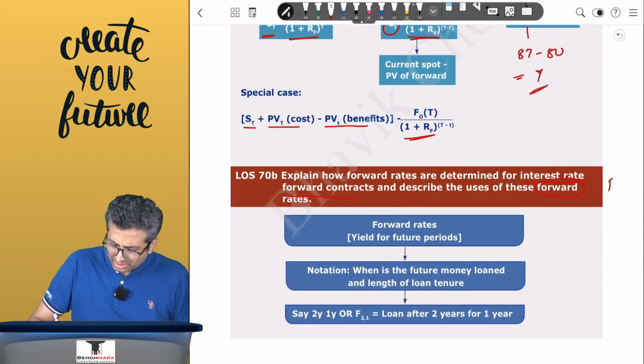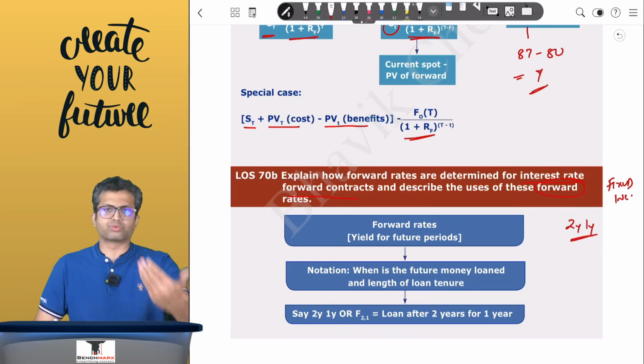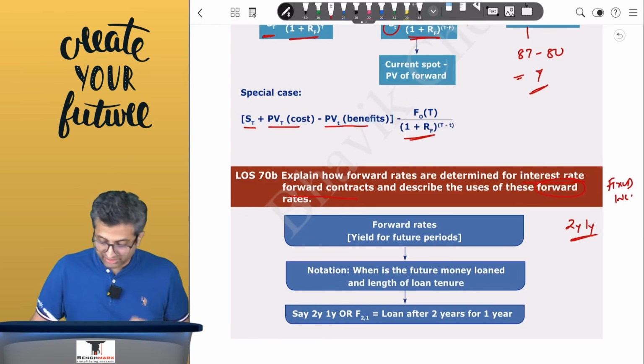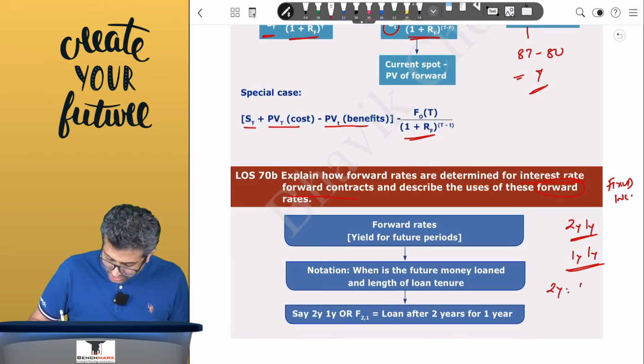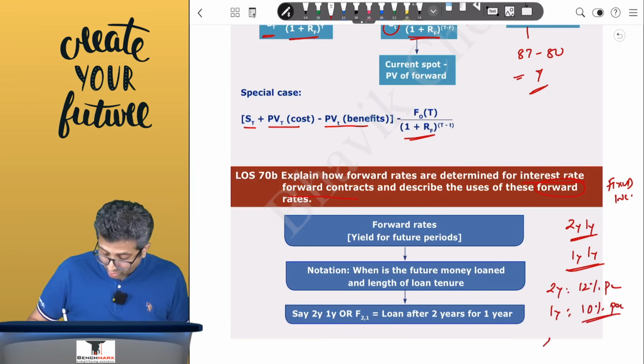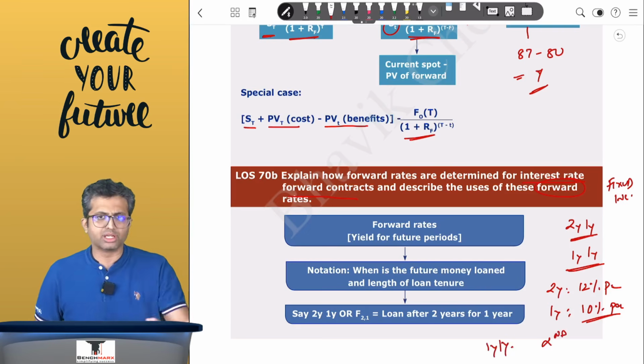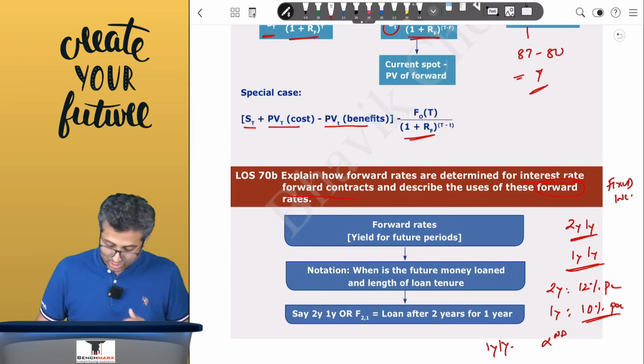Okay. Second is in case of interest rate forward contracts, and describe the uses of forward rates. Now, this is something that you will do in fixed income as well, where you will try to find forward rates, something like 2y, 1y, that is 2 years from now. If I want to take a forward for 1 year, then what is the rate? Or let's say 1y, 1y, that is 1 year from now. If I want to take a borrowing for 1 year, then what is the rate? It is like saying, if a 2-year fixed deposit is costing you 12% per annum, and a 1-year fixed deposit is costing you, for example, 10% per annum, then what is the rate for the second year? This is like a 1y, 1y contract. So 1 year later, for a period of 1 year, what is the rate?